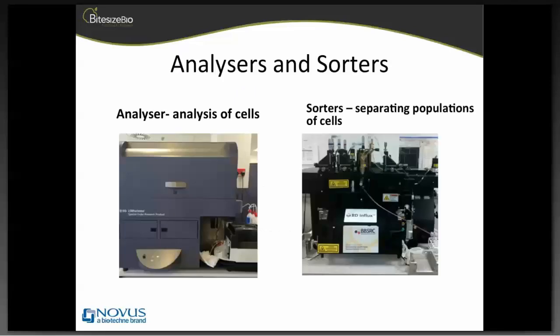Flow cytometers can be both analyzers and sorters. For the analyzers, we look at the cells, we look at the fluorescence that's emitted, and then the cells go to waste. Whereas in a sorter, we use the same principles as in an analyzer, but we can then separate out the cells to do further studies with them.